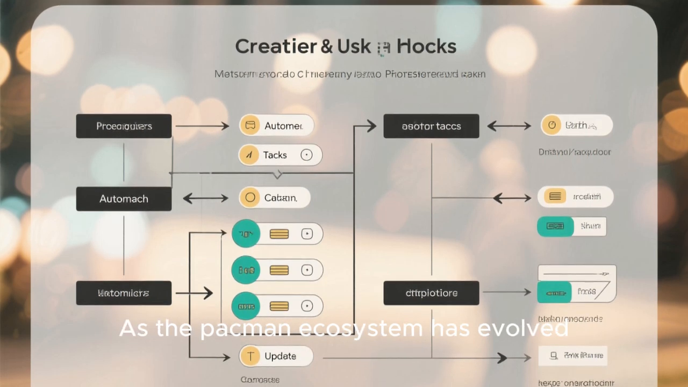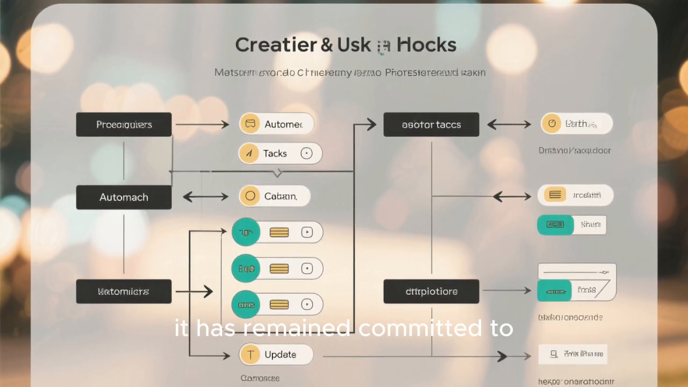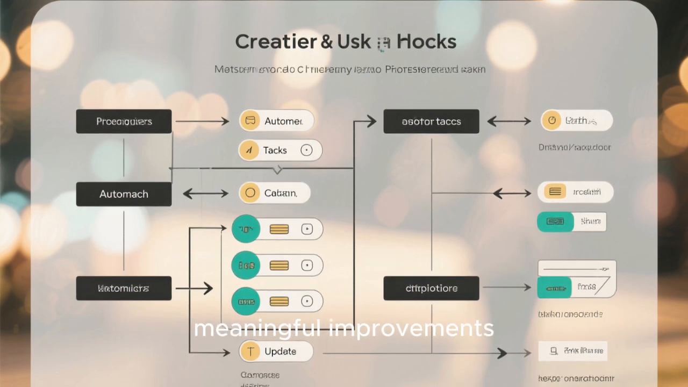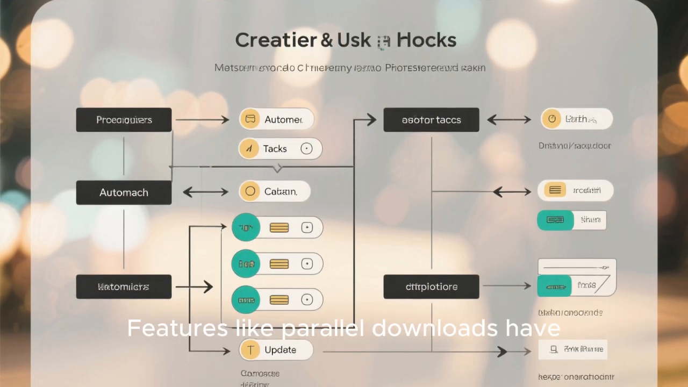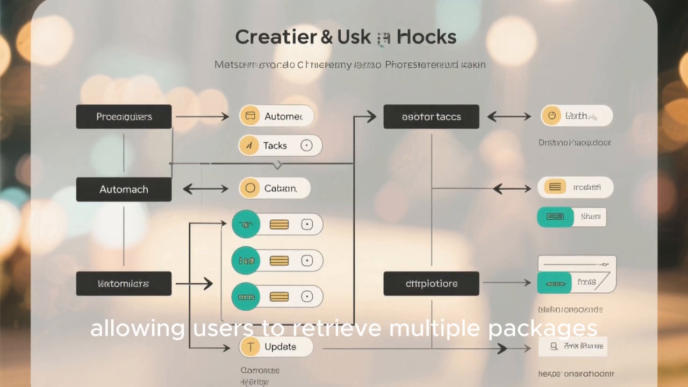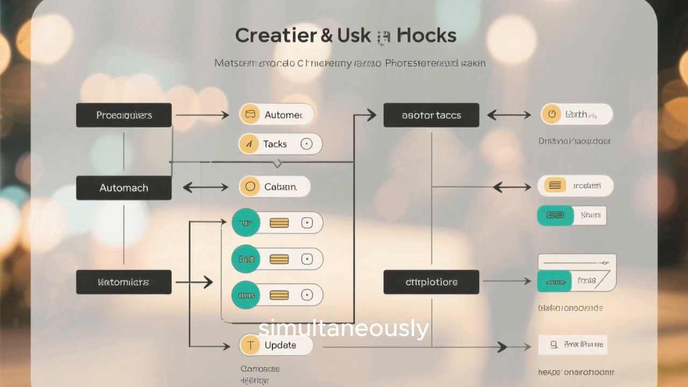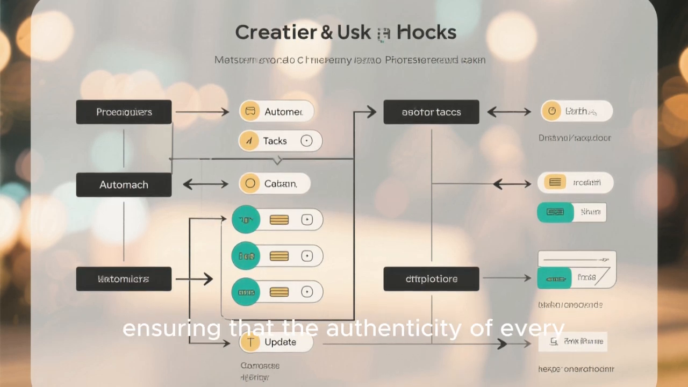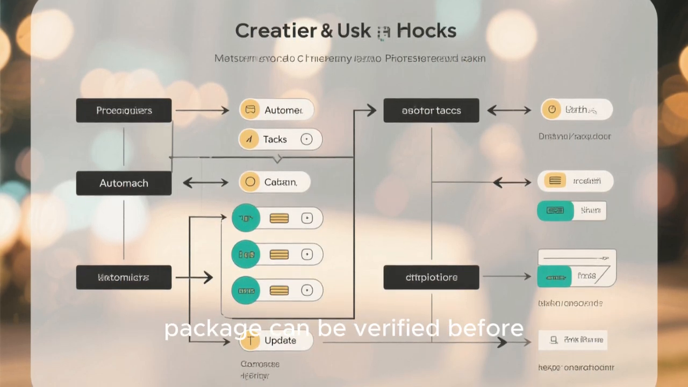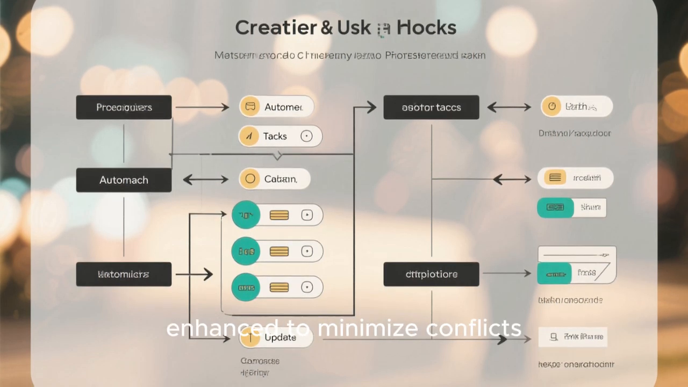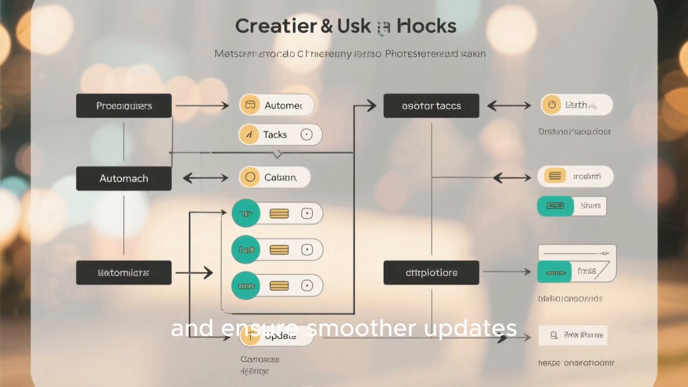As the Pacman ecosystem has evolved, it has remained committed to minimalism while continuing to introduce small but meaningful improvements. Features like parallel downloads have dramatically improved performance on fast connections, allowing users to retrieve multiple packages simultaneously. The package signature system has become more robust over time, ensuring that the authenticity of every package can be verified before installation. Even the way Pacman resolves dependencies has been enhanced to minimize conflicts and ensure smoother updates.